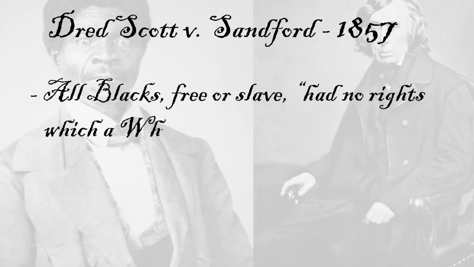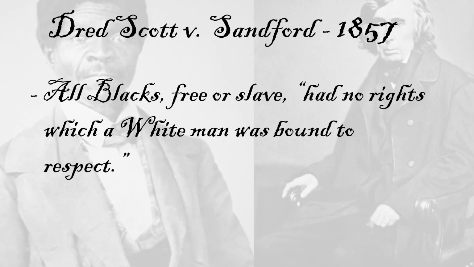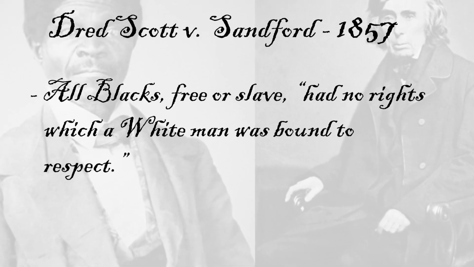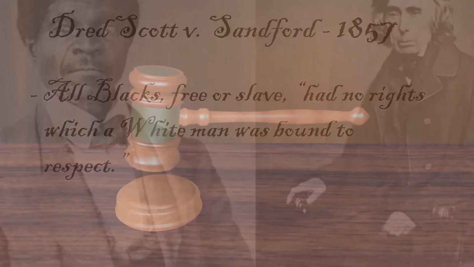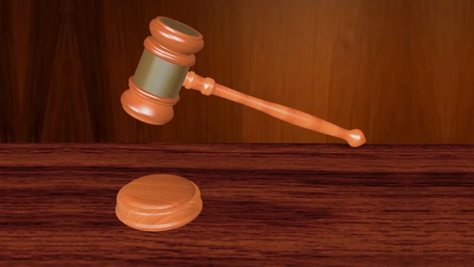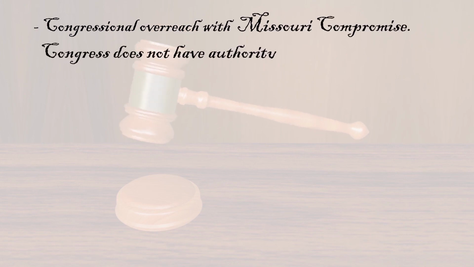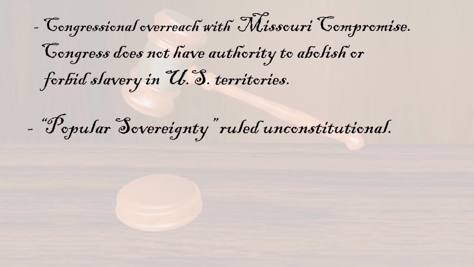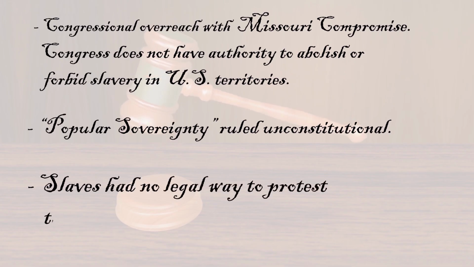Supreme Court ruled that all blacks, free or slave, lacked the rights of citizenship and could not sue in federal court. The Supreme Court then took a few steps further. It ruled that Congress overstepped its bounds with the earlier Missouri Compromise, stating that Congress did not have the authority to forbid or abolish slavery in U.S. territories. Popular sovereignty was also ruled unconstitutional. This meant that slaves had no legal means of protesting their treatment.